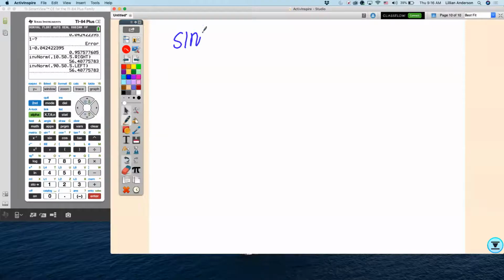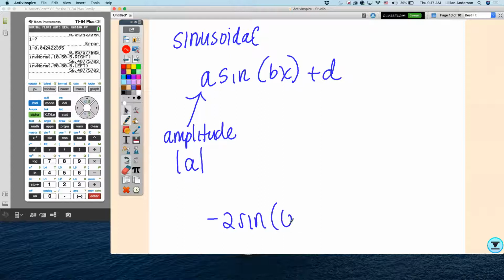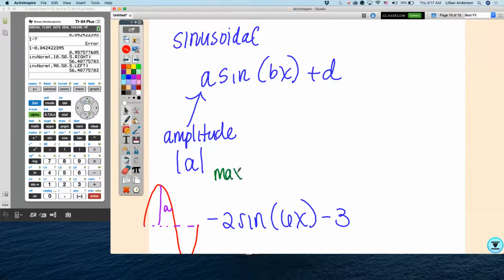Remember with your sinusoidal functions, that's sine and cosine. You had your general form. I do not remember what letters I used, and I do apologize. Remember, A was associated with your amplitude. It was always the absolute value of A. So if your equation was -2 sine 6x - 3, your amplitude would be +2, not -2. That tells you how high your wave went. So from some midline and up, that was A. You found that by doing (max - min)/2. That's how you found the value of A.